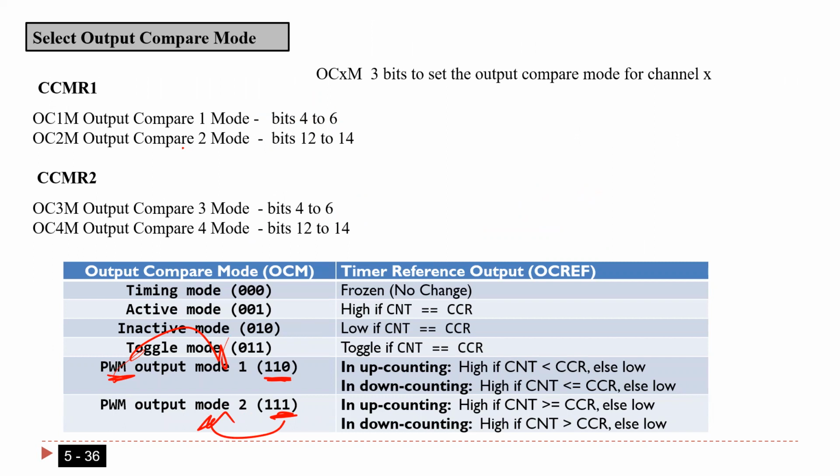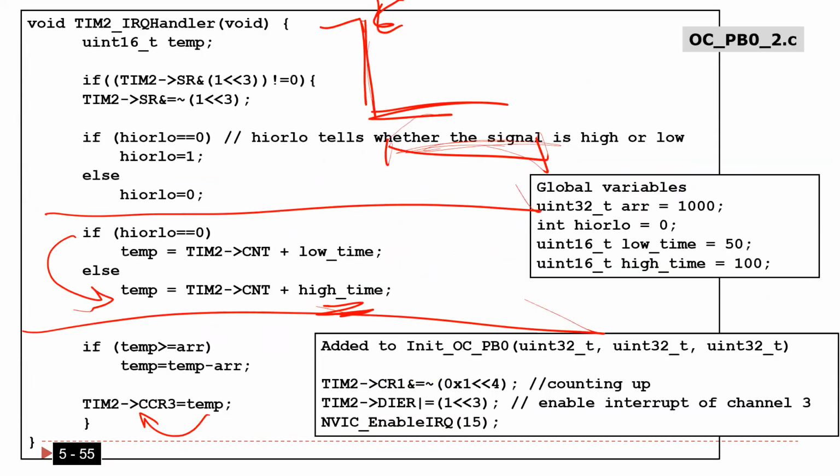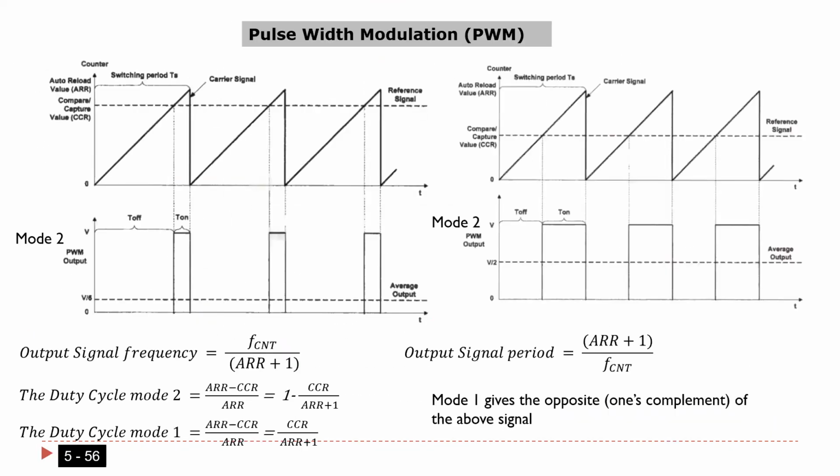And how they work? And how the signal we are going to generate here is different from what we did before. That's what I'm going to elaborate right now. So here, guys, in pulse width modulation, if we use mode 2, I'm going to tell you how it works.